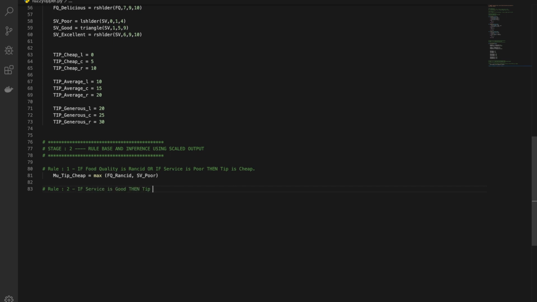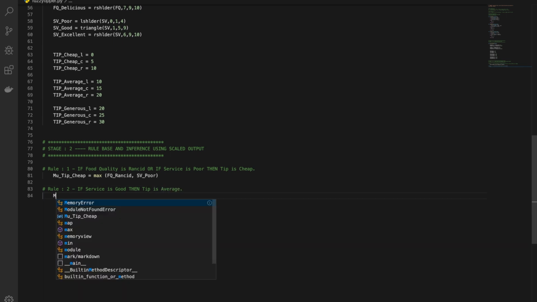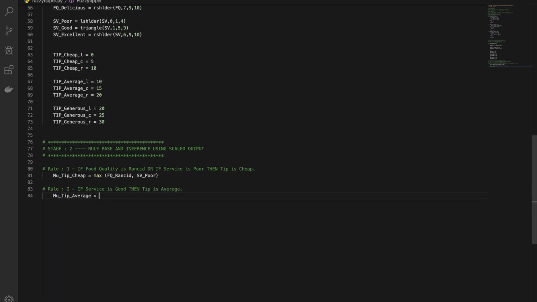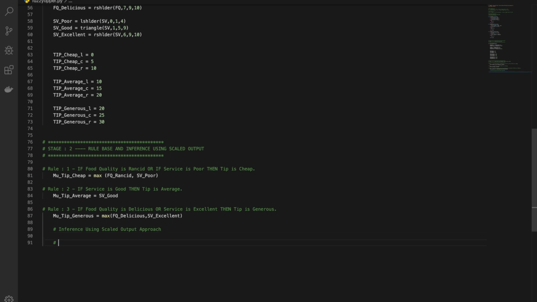So we will choose the maximum value from food rancid or service quality poor, so that will be the mu of tip cheap function. Then the second rule is if service is good, then tip is average, which is just basically assigning the value of service quality good to the variable mu tip average. And the last rule is, if food quality is delicious or service is excellent, then tip is generous. Now we come to the inference part.